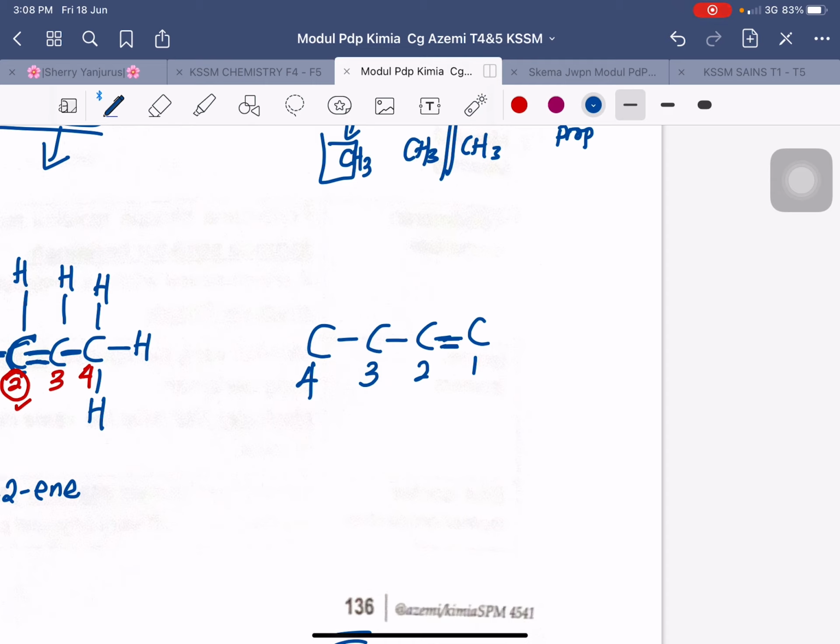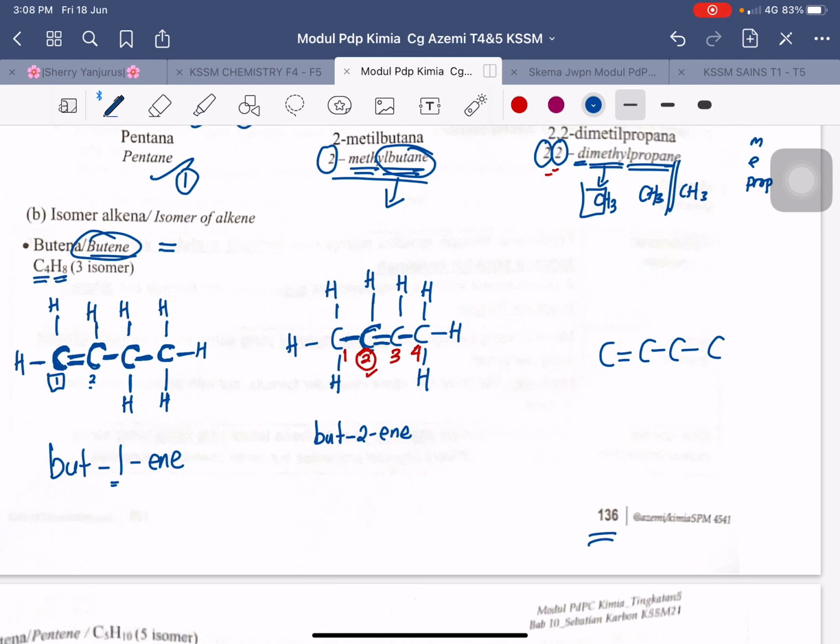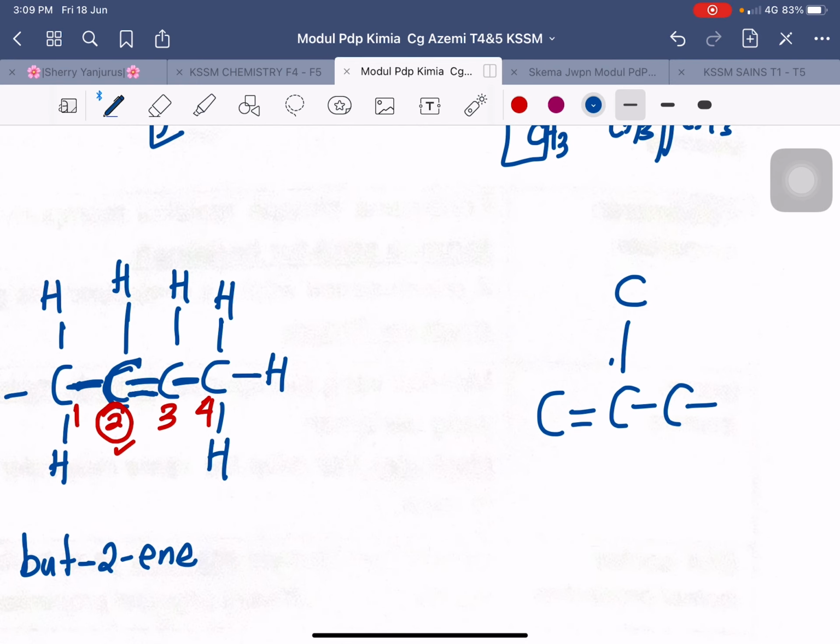Okay, after that, I erase this one because it's wrong already. So 1, 2, 3, 4, like this. Okay, it gets the lowest number. So in front, now we make a branch. Okay, we make a branch. At first there were 4 carbons, butane. So if you want a branch, you must sacrifice one C, right? You have to sacrifice one C so that it becomes a branch. So that C, move it up, sacrifice it. Okay, otherwise it is still but.